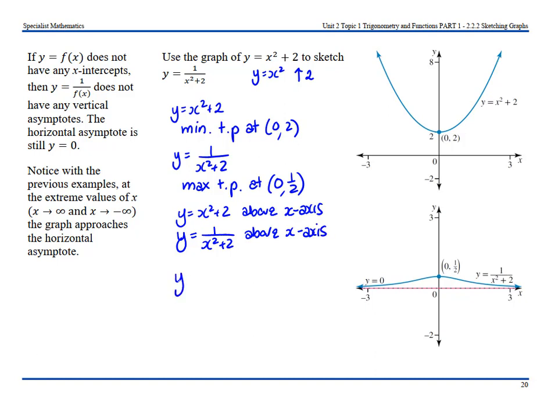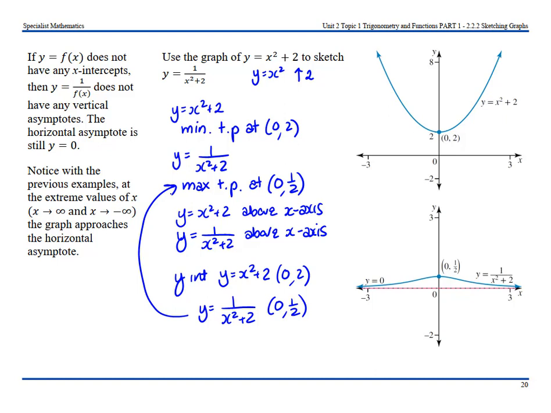Our y-intercept for y equals x squared plus 2 is at 0, 2. So it's going to be for 1 over x squared plus 2, 0, 1/2, which is the same as our maximum turning point anyway. Now, if we look at the quadratic, we go from high to low to high. So when you look at the one down here, it's going from low to high to low.